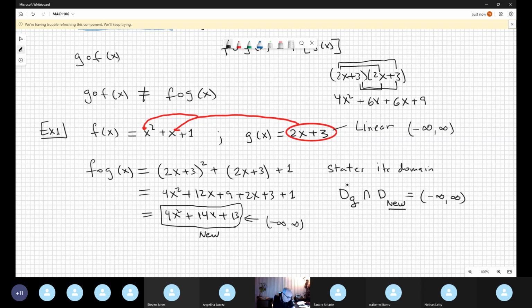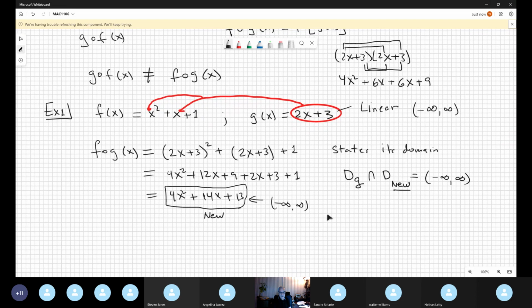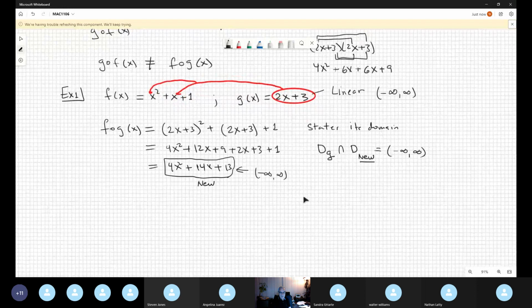Another example. Okay, everyone understand? For example, when you see a polynomial function, linear or quadratic, the domain is all real numbers. Now we continue the same example, but we are doing it backward.